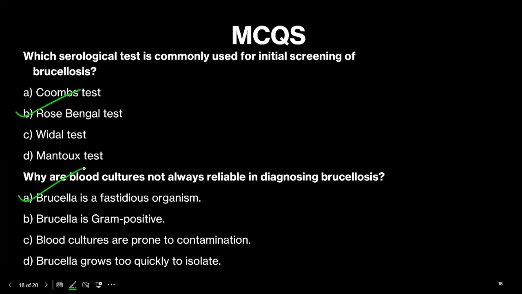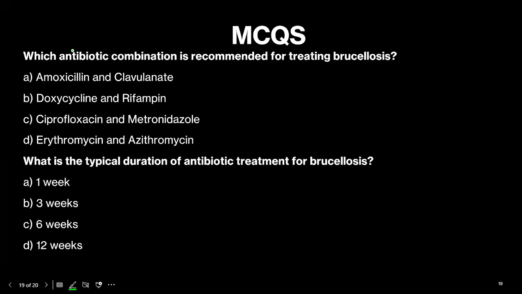Why are blood cultures not always reliable in diagnosing brucellosis? Because it is fastidious. It requires more harsh conditions for the growth. Which antibiotic combination is recommended for treating brucellosis? That will be doxycycline and rifampin. What is the typical duration of antibiotic treatment for brucellosis? That will be 6 weeks.